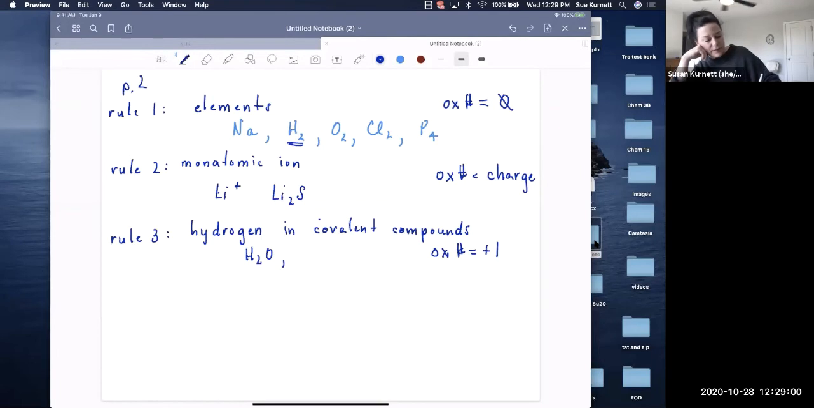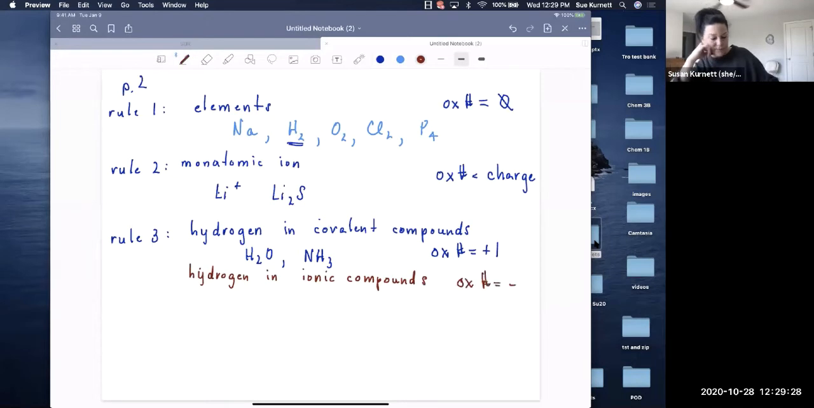It might be in a covalent compound like ammonia. Each hydrogen in ammonia has an oxidation state of +1. It is possible for hydrogen to be in an ionic compound. It's not going to happen in our class very often, but it does happen in organic chemistry quite a bit. And there the oxidation number is -1.